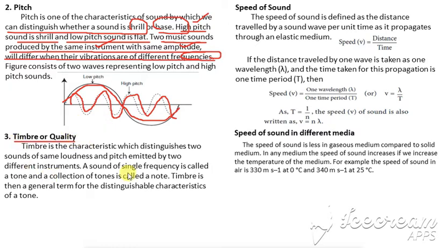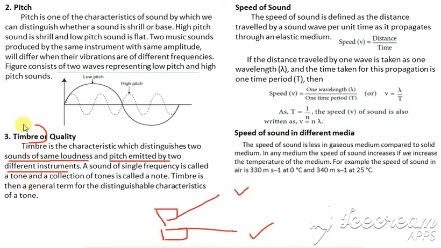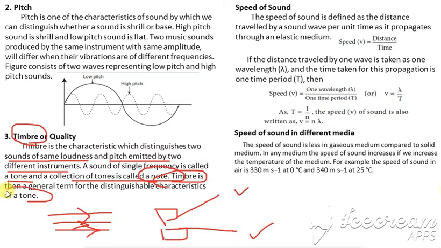Then next we have timbre or quality. What is meant by timbre is a characteristic which distinguishes two sounds of the same loudness and pitch emitted by two different instruments. So if sounds come from two different instruments, but have the same pitch and the same loudness, that is called timbre. A sound of single frequency is called a tone. A collection of tones is called a note. So if it comes in only one frequency, it is called a tone. A combination of tones is called a note. Generally, timbre is a characteristic of a tone.